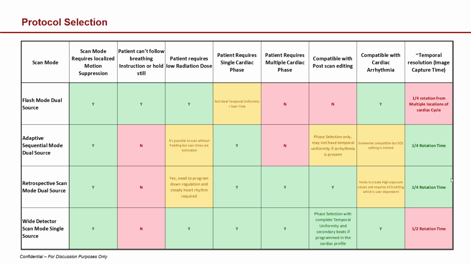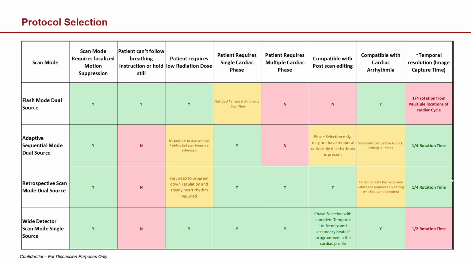And then if you need to do any post editing, let's say your cardiac scan doesn't come out correctly, you can forget about it in flash mode. You need to use every x-ray in order to reconstruct your images in flash mode, so there's no editing with that. Adaptive sequential mode can allow some editing. You can't remove different heartbeats, but you can change the temporal window. Retrospective mode allows you to choose from the central or peripheral detector areas in terms of editing, so you can say, I don't want to use this entire heartbeat.